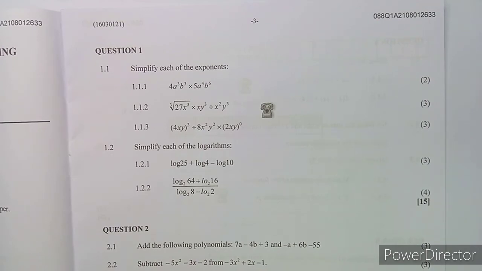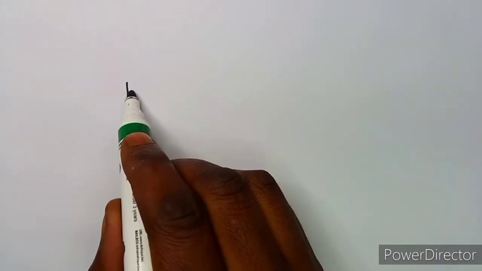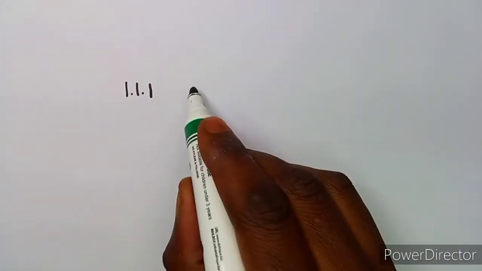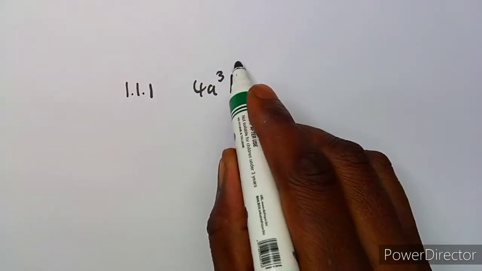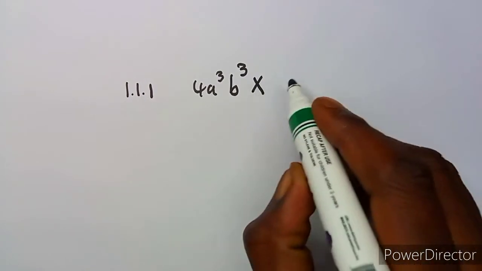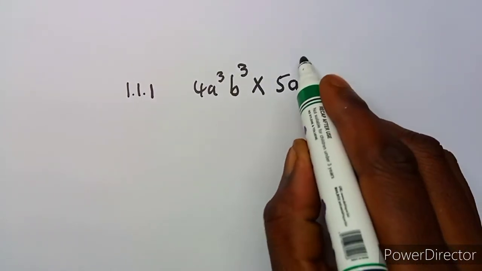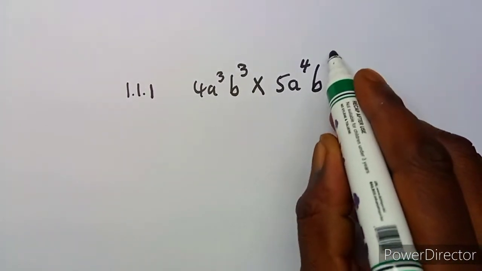Okay, so the first question, we are asked to simplify each of the exponents that we are given. Okay, so we got the first exponent. We're going to write down on 1.11. So we are given 4a to the exponent of 3, b to the exponent of 3, which is multiplying 5a to the exponent of 4, b to the exponent of 6.